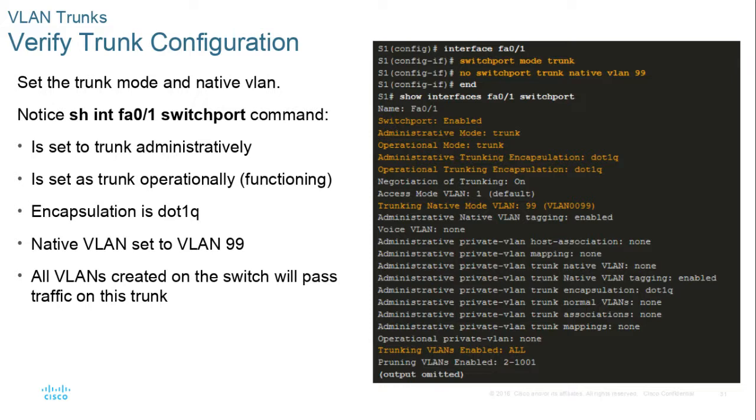So let's verify the trunk configuration. I'm going to type the command show interfaces FA0/1 switchport, and it tells me it's trunking using the standard 802.1Q, which is recommended as an open standard. It shows me it's trunking and operational with 802.1Q, and we've changed the native VLAN to 99. That's going to be our management VLAN. So we're not filtering VLANs. All VLANs are enabled.